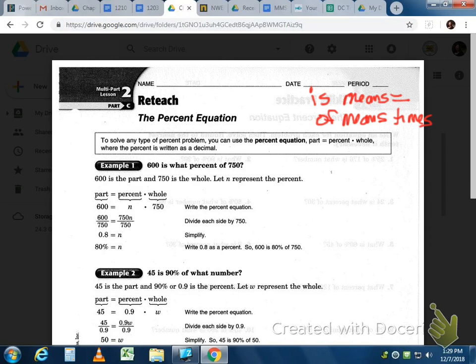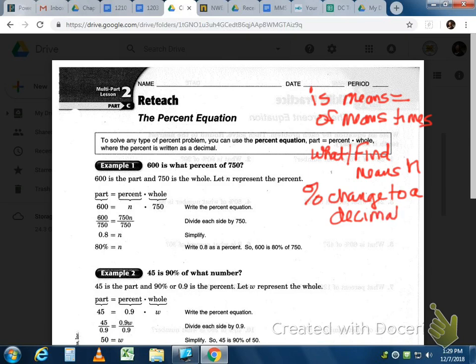Of means multiply. When you see what or find, that means where you're going to put your variable. So let's say n. And the other thing is, if you're given a percentage, you need to change it to a decimal. And how many places the other day, how many places did we move that decimal when we changed from a percentage over, Mason? 2 to the left. So 2 places left.